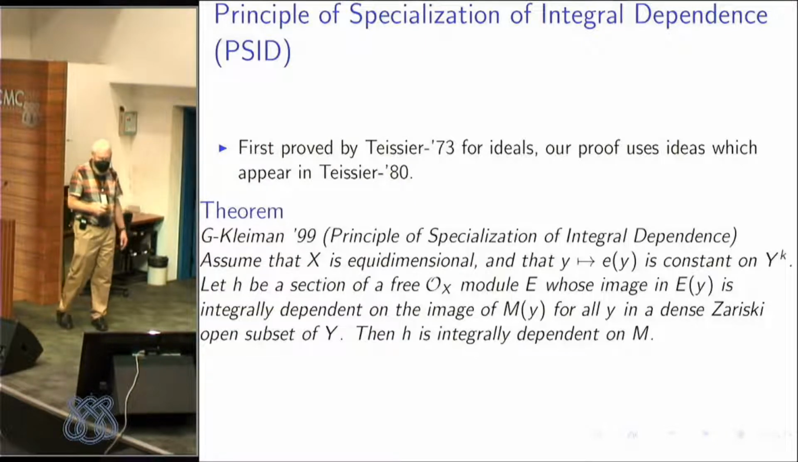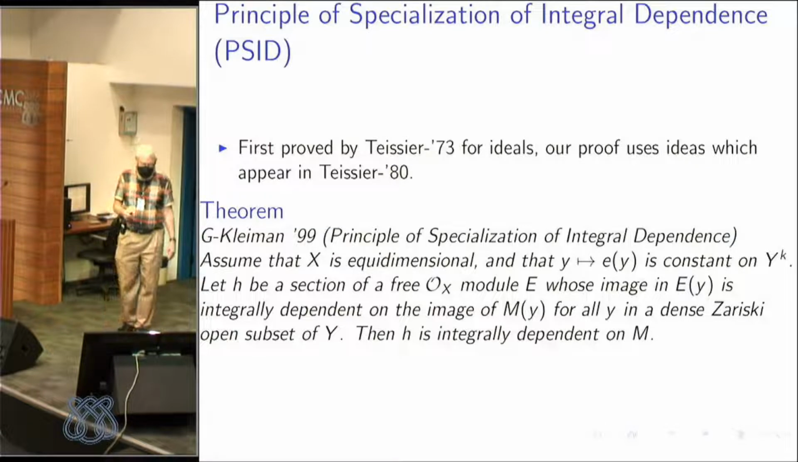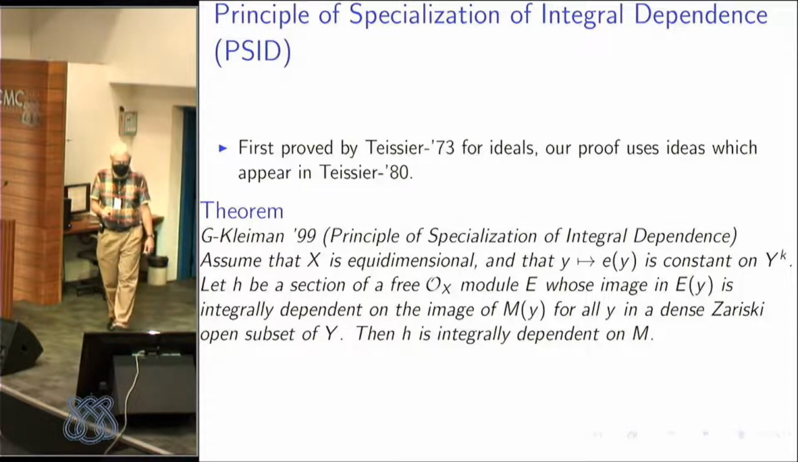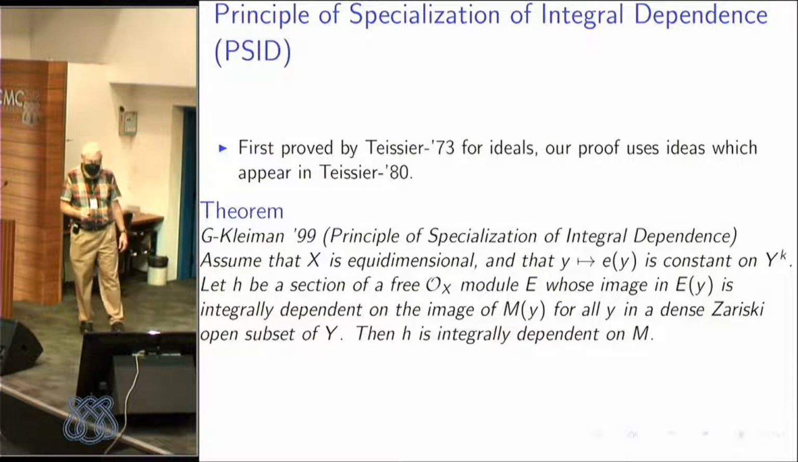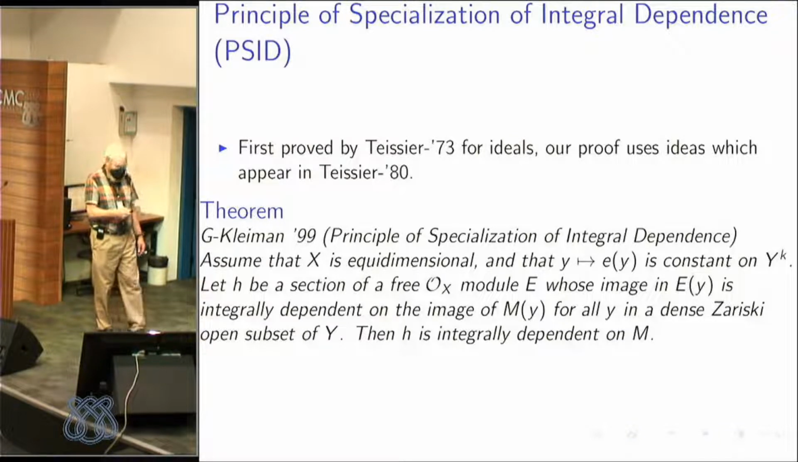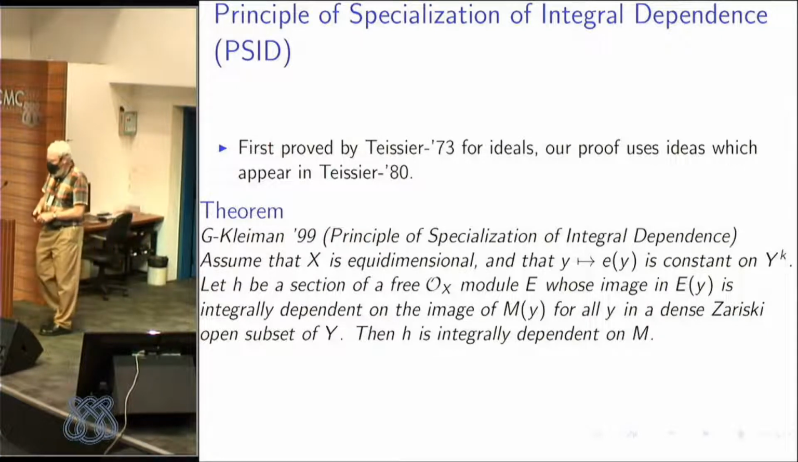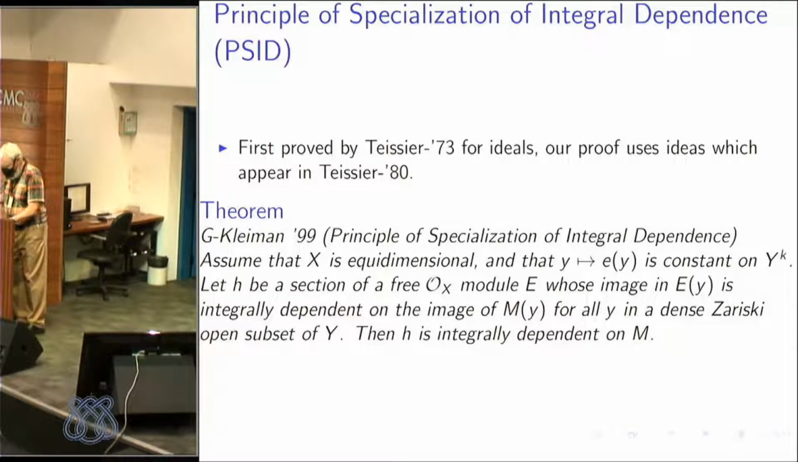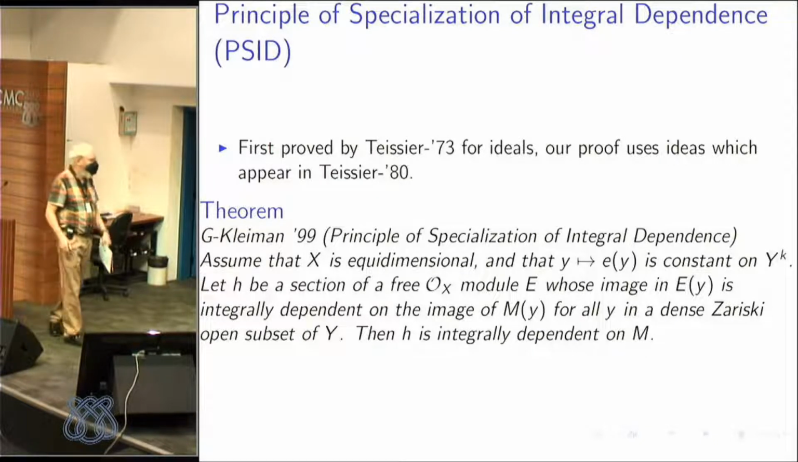Okay, so here's the theorem. We assume that X is equidimensional and that the function that goes from Y to the multiplicity is constant on Y. We start with a section of a free module whose image is integrally dependent on m of y for all y in a dense Zariski open set. Then h is integrally dependent on m. I want to give you an example which shows how this is used. It'll also help you to see what the theorem means.